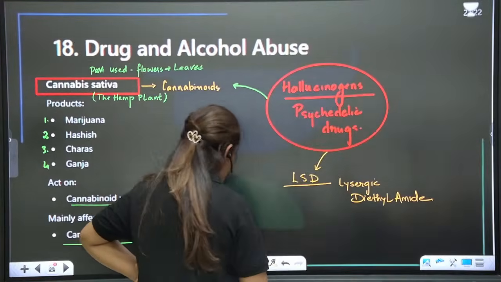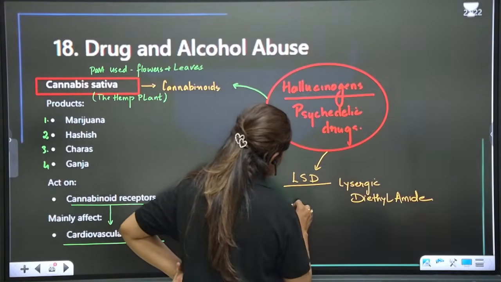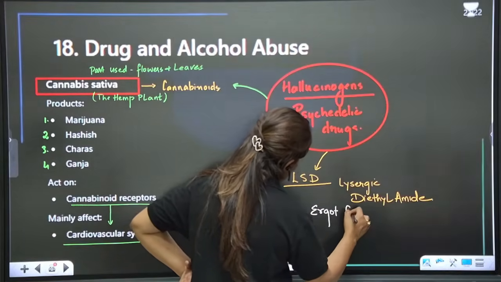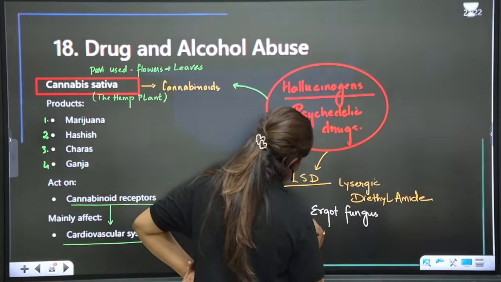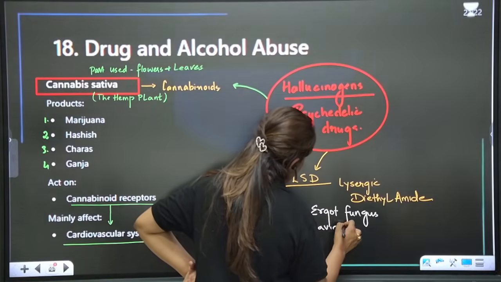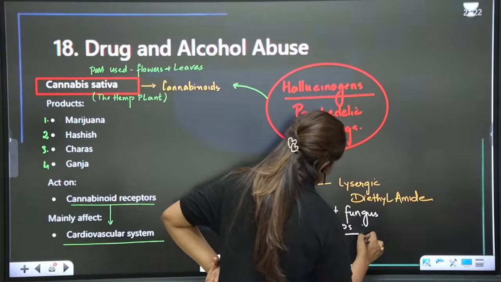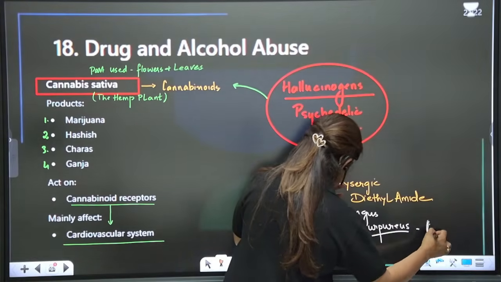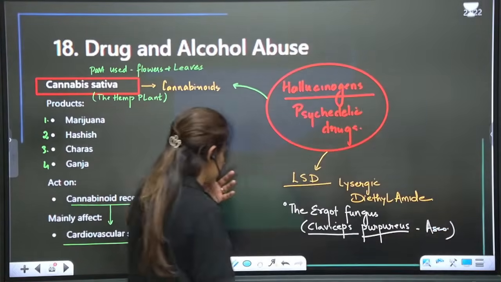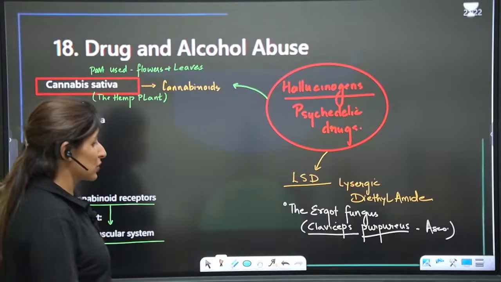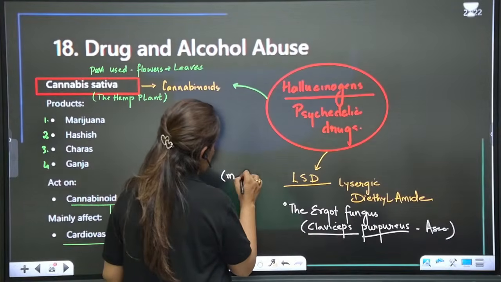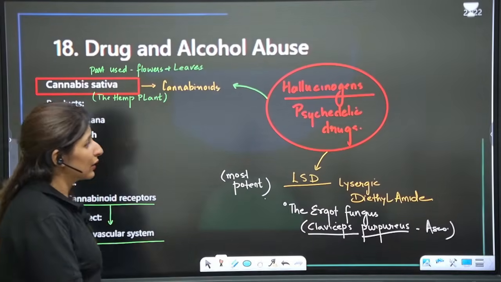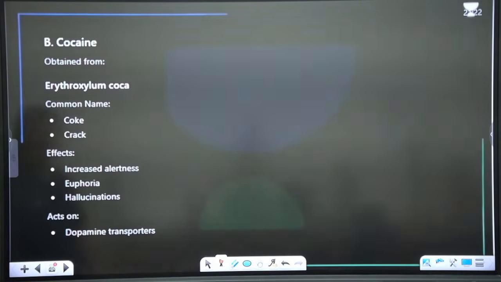Clear? It is obtained from the ergot fungus, the Claviceps, again from Ascomycetes, Claviceps purpureus, and it is an Ascomycetes. Is that clear? Very potent hallucinogen, the most potent hallucinogen is LSD. Clear to all? So this is the first type of drugs.